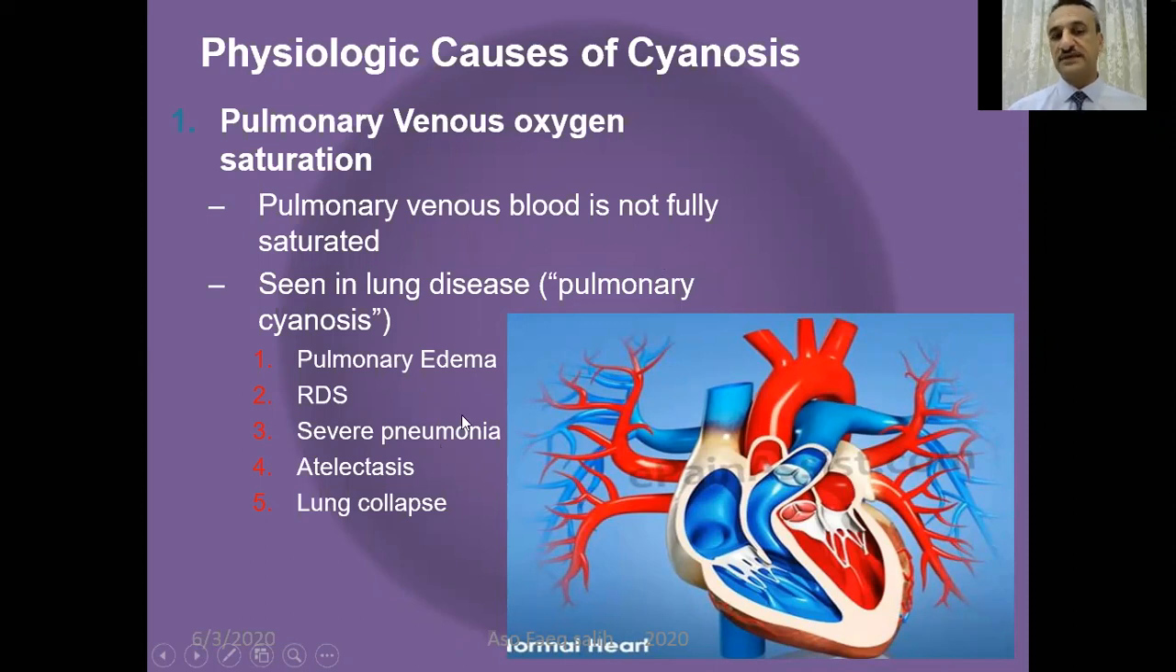But if your patient has some kind of problem apart from the heart, maybe the blood is not saturated well. In that case, it's not a congenital defect. It's a pulmonary cause of cyanosis, which may happen in pulmonary edema, respiratory distress syndrome in babies, severe pneumonia, atelectasis, and lung collapse. All those and other findings also. We have a lot of causes of pulmonary problems causing desaturation. As a nurse, you should be aware of this, because pulmonary causes of cyanosis are different from cardiac cyanosis. So how to differentiate? I will go through it very clearly.